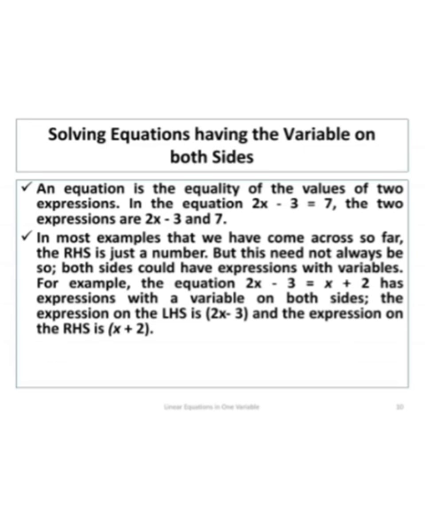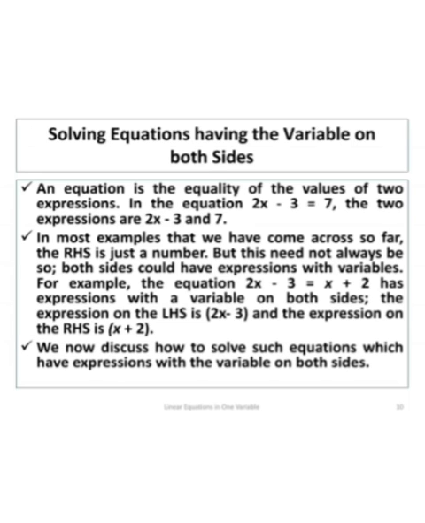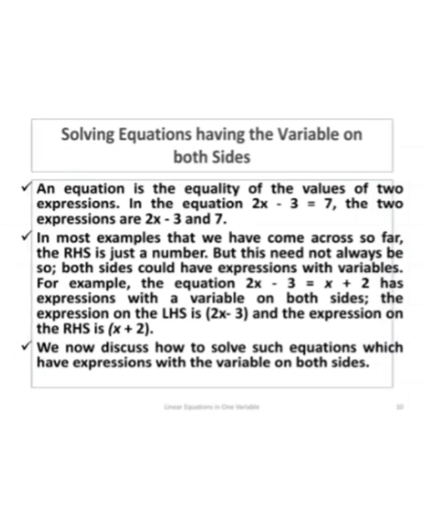For example, the equation 2x minus 3 is equal to x plus 2 has expressions with a variable on both sides. The expression on the left hand side is 2x minus 3 and the expression on the right hand side is x plus 2. We now discuss how to solve such equations which have expressions with the variables on both sides.